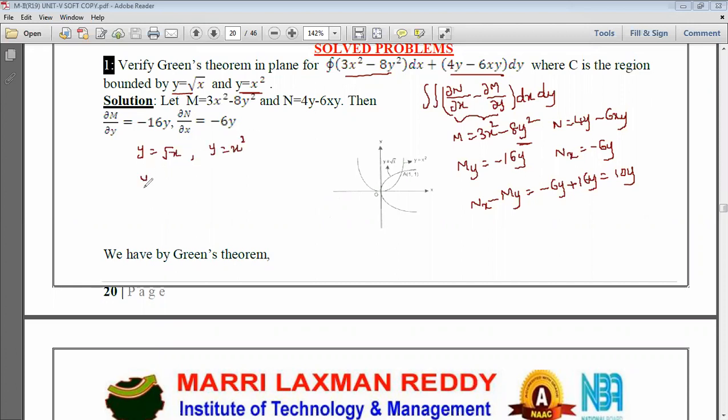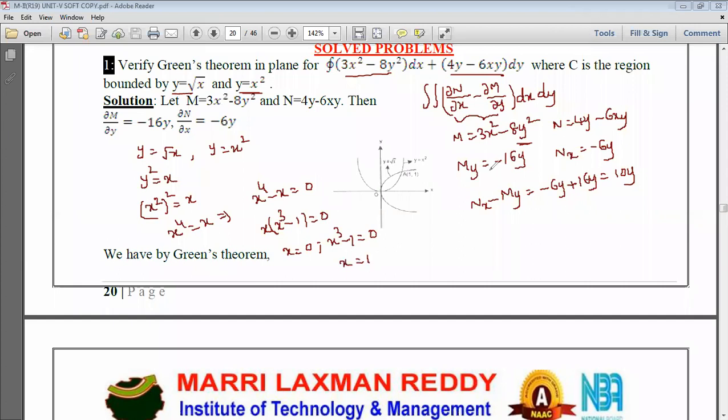Squaring on both sides, simply we get y² is equal to x. Now you can substitute that here. If you substitute, y² is nothing but (x²)², which is equal to x. That is, x⁴ is equal to x. Take the terms to one side: x⁴ − x is equal to 0. And x is the common factor. After taking x common, x is equal to 0 and x³ − 1 is equal to 0. That is, x is equal to 1.